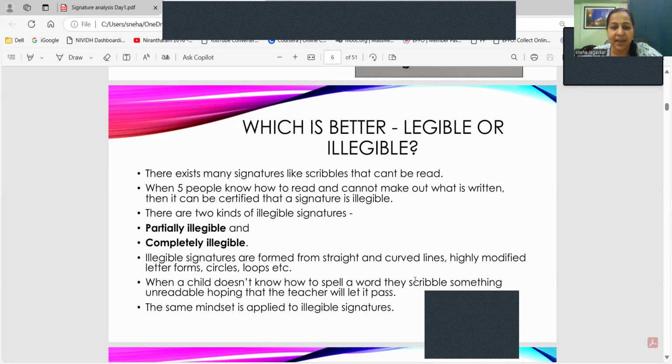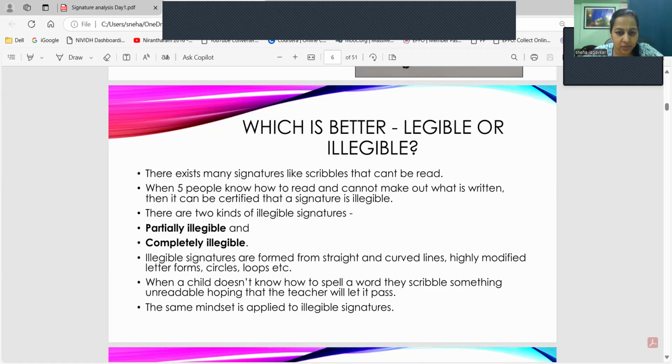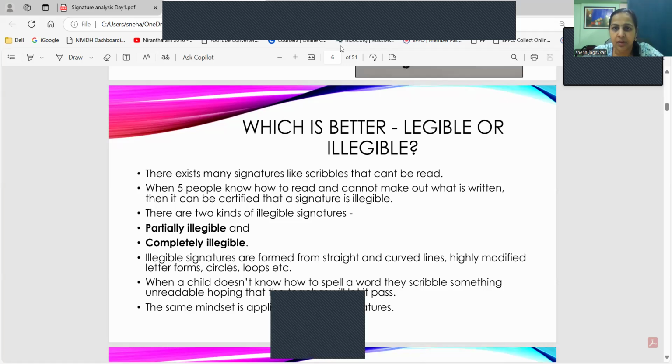I had a signature which I recently received, and it's such an interesting signature that unfortunately I might not be able to share it, but if I have it, I'll share it. Let's see if it works. One minute, I'll show it to you.